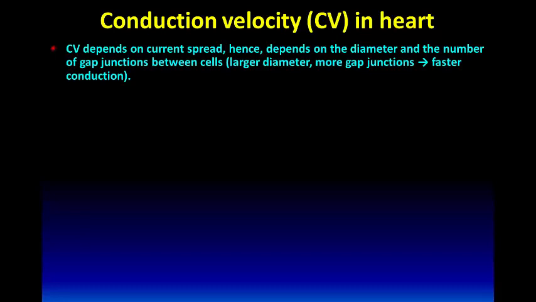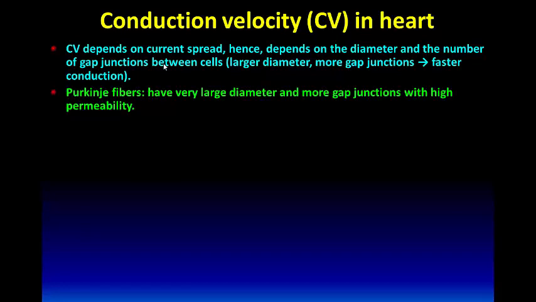The conduction velocity in the heart depends on the spread of the electric current. The conduction velocity hence depends on the diameter and the number of the gap junctions in the intercalated discs between the cells. The larger the diameter, the less is the resistance, and the more the gap junctions, the faster is the conduction.